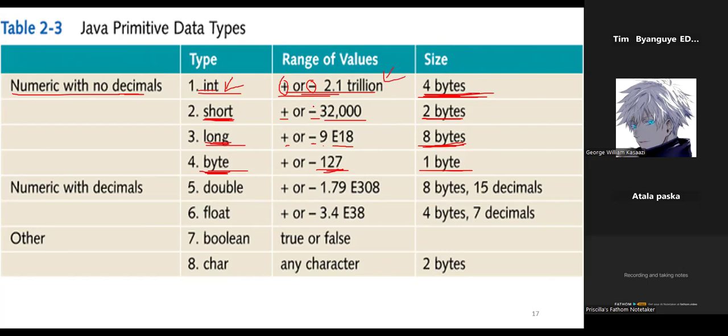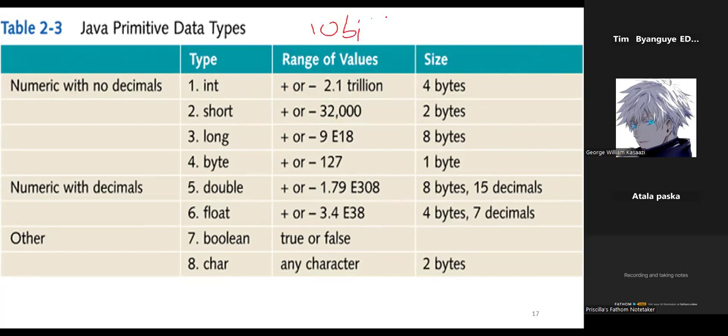Meaning, when I'm designing a system that is storing integers, numbers that don't contain decimal places, and I expect that the highest amount that anyone in this bank is going to have is 10 billion, I will save that as an integer. Why? Because 10 billion is still within the range of 2.1 billion. But should it go beyond that?